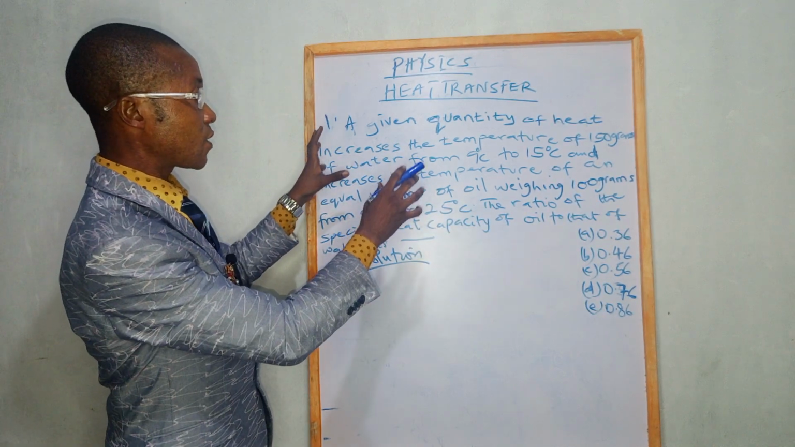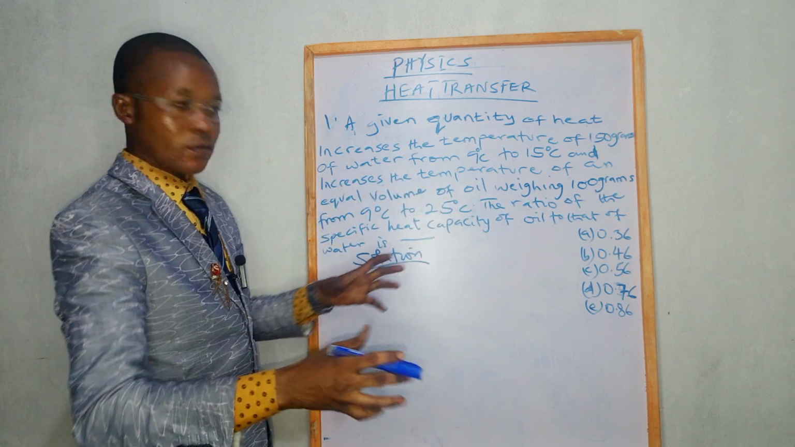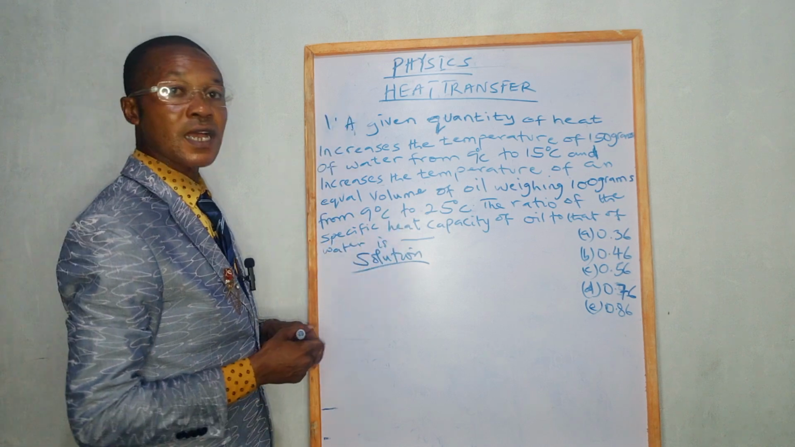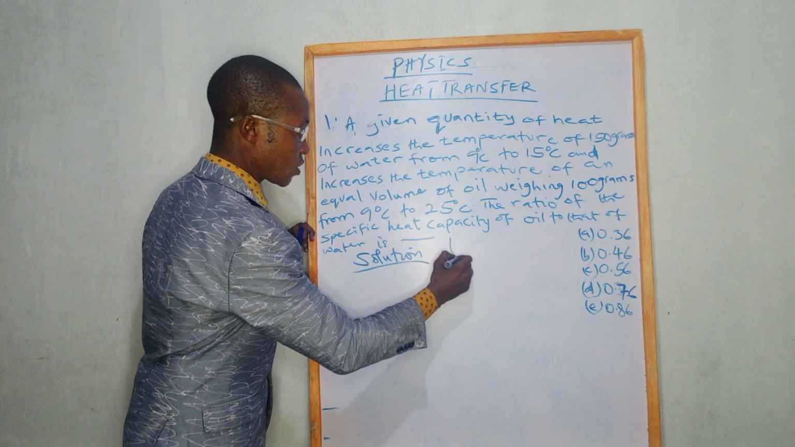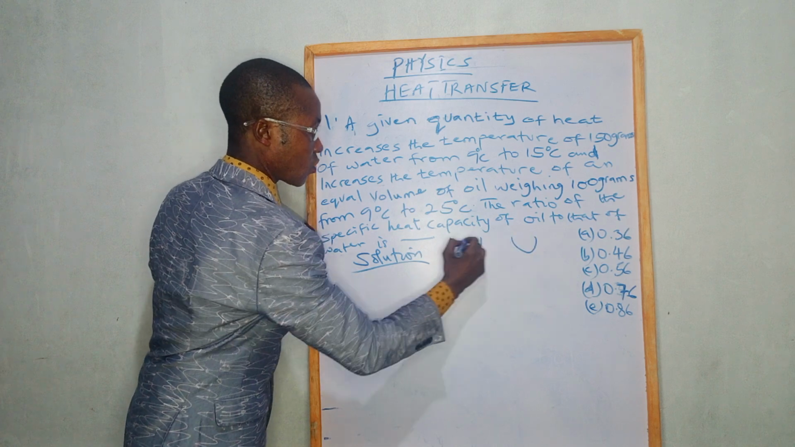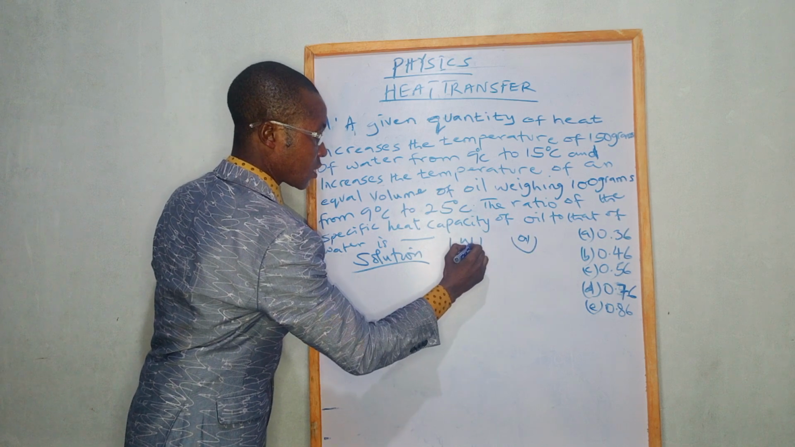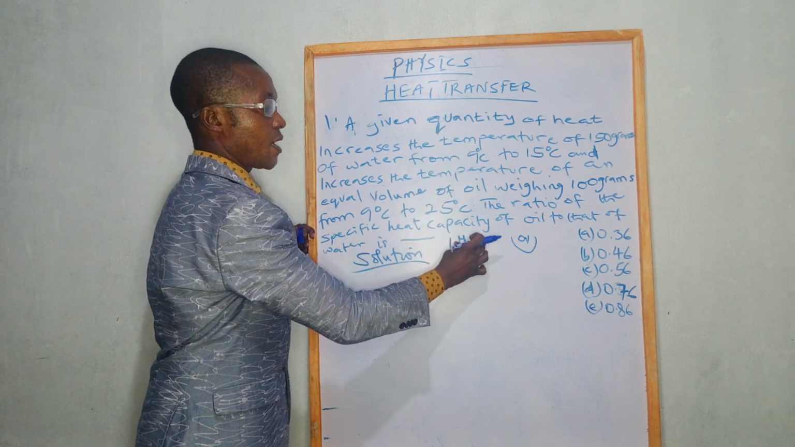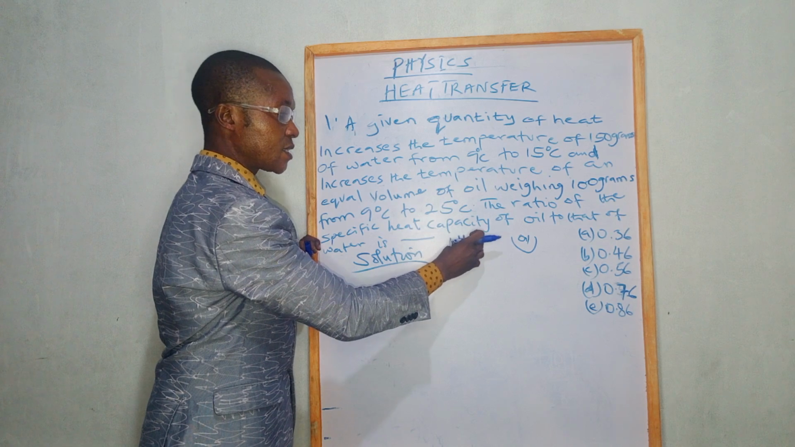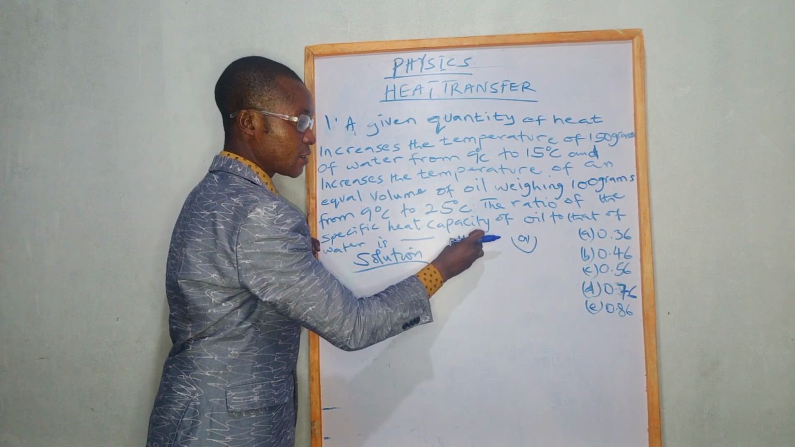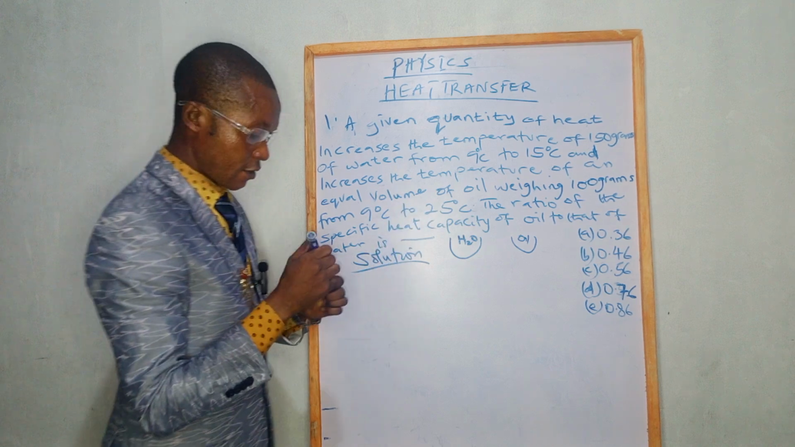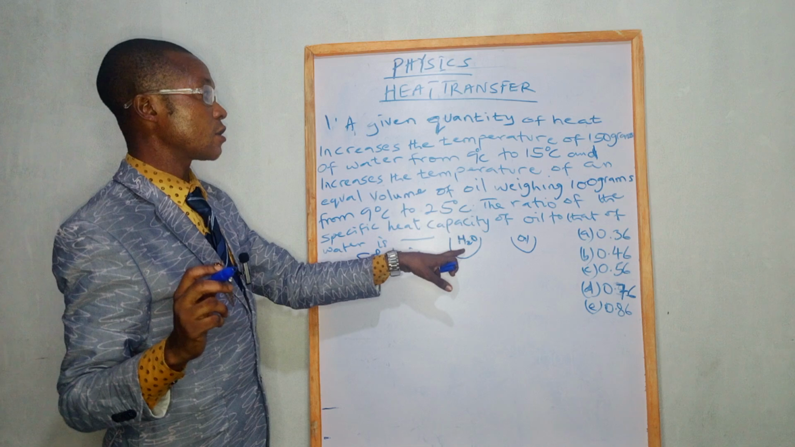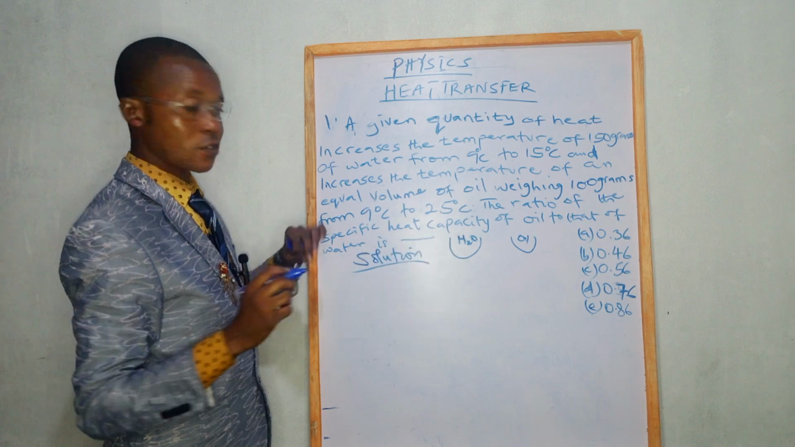Let's have, for instance, two containers. One of them contains water, the other one contains oil. So this one contains water, this one contains oil. This is H2O, for instance. So the heat energy gained by this is the same amount of heat that was transferred from this. Now we are using the formula: heat loss is equal to heat gain.